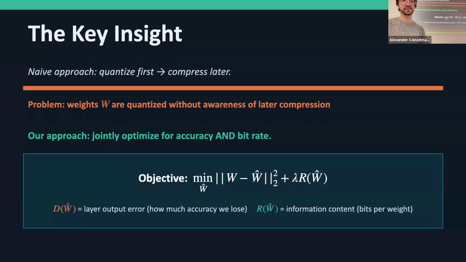So the key insight that we had is, of course, if you naively do this, you could first quantize your weights and then entropy code them. The problem is that sometimes we might have some weights that are large in value. I don't know, they maybe take the value 10 or something, but they don't contribute much to the model accuracy.